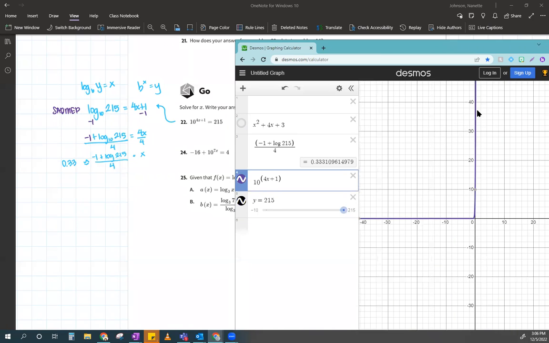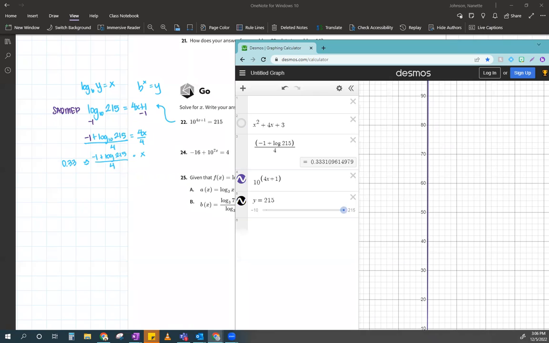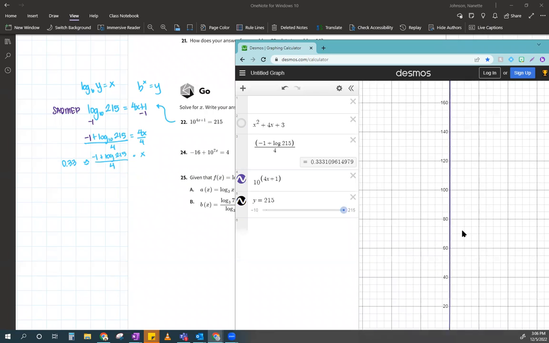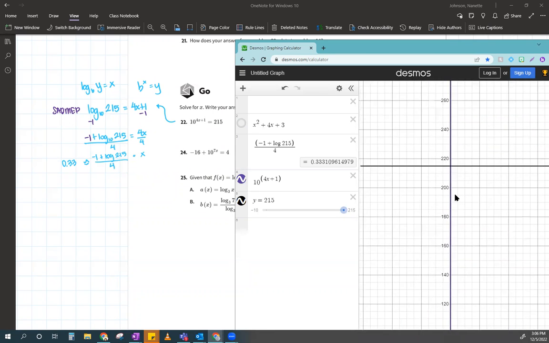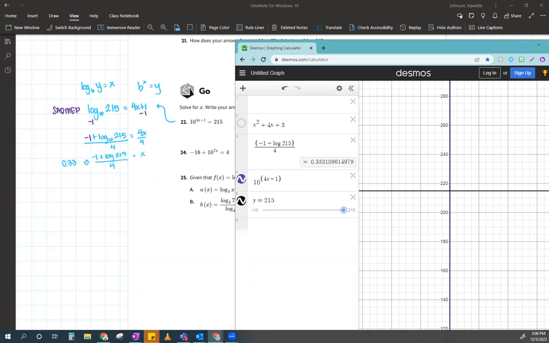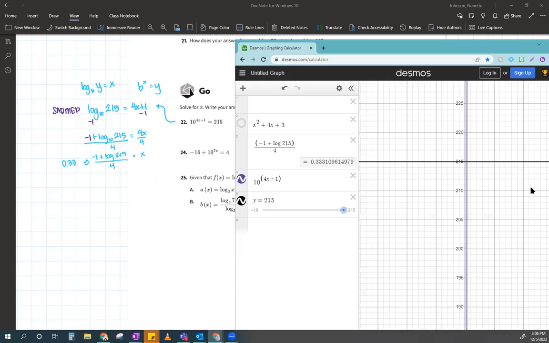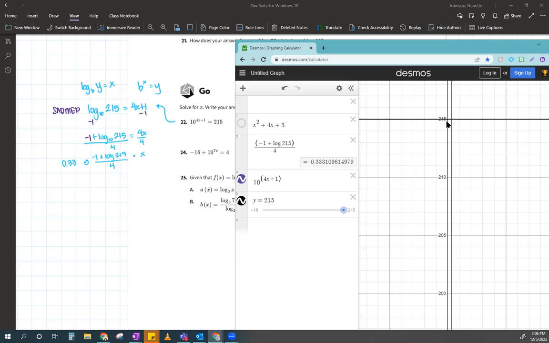So I'm going to zoom out. There it is. So here's where they intersect. And I want to get in closer here so I can actually get a really good intersection. So here, if I click on that point, I got 0.33, which is exactly what I got here. And it's going to be an approximate because it's not perfect, right? So there you go. That's how I check my answer.